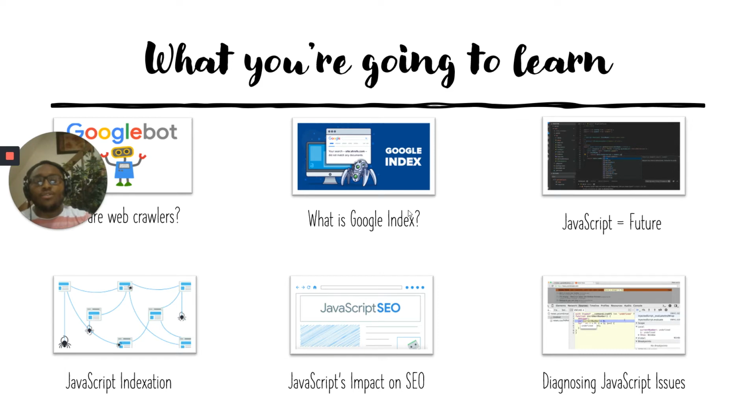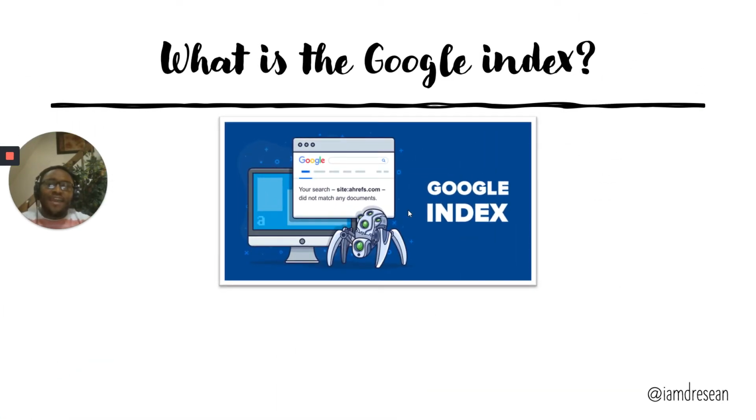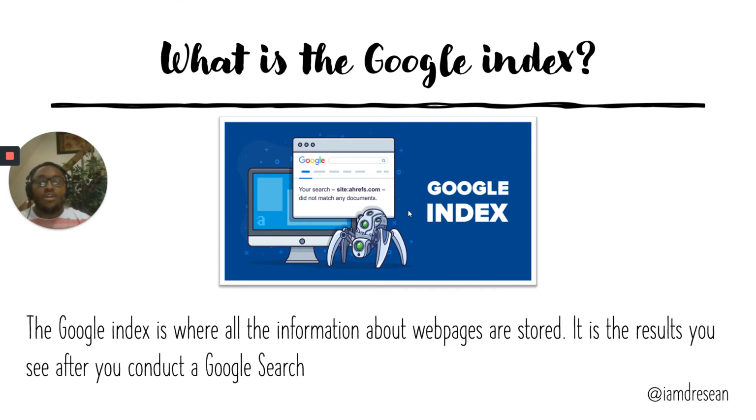So now let's talk about the Google index, right? Again, if we didn't have web crawlers, Google would not be able to store pages in their index, because web crawlers are what allows Google to even know that those pages exist. The Google index is essentially where all the information about web pages is stored. It is the results that you see after conducting a search on Google. Every time you type in something on Google and you see things coming up, that is the index. That is the index page, okay? And you want to see your page being shown there all the time, because that's how other people find you. They find you through Google's index.